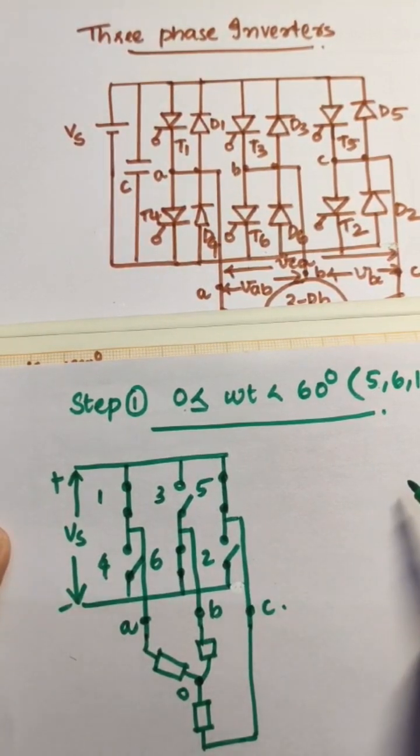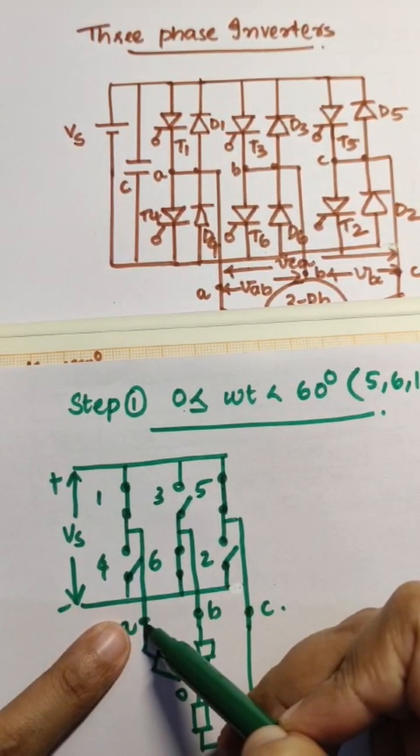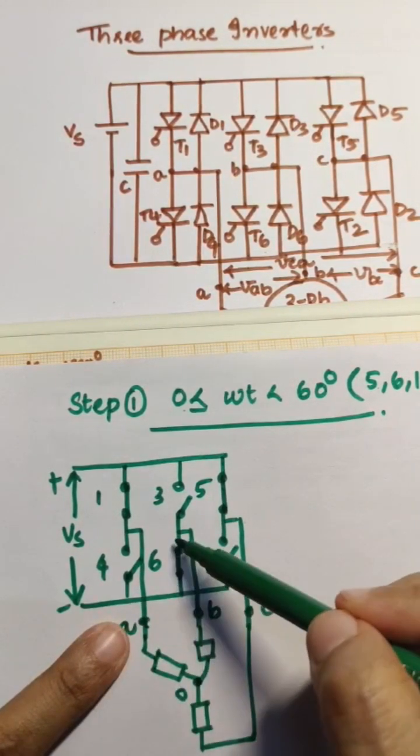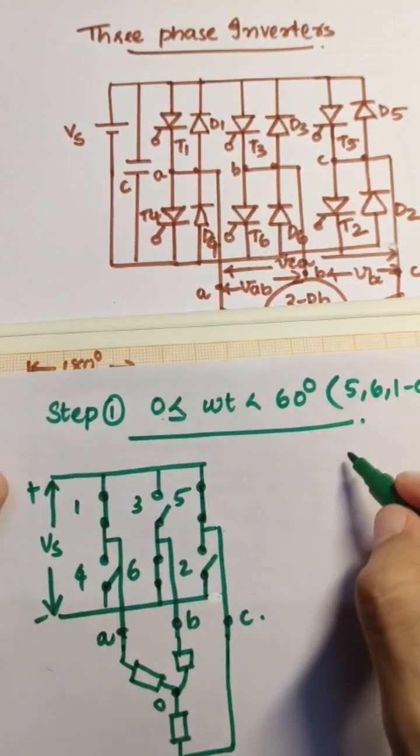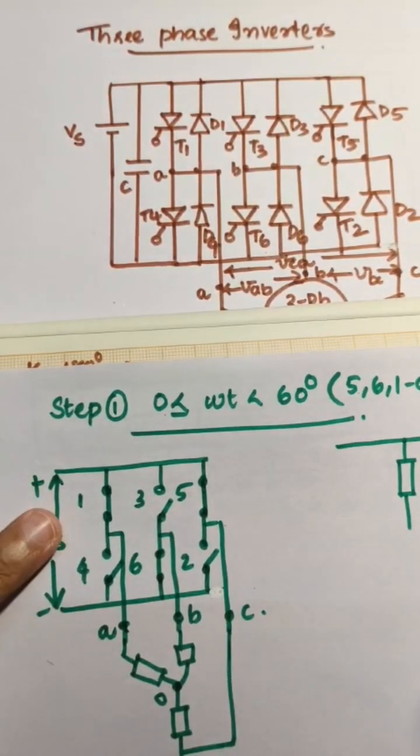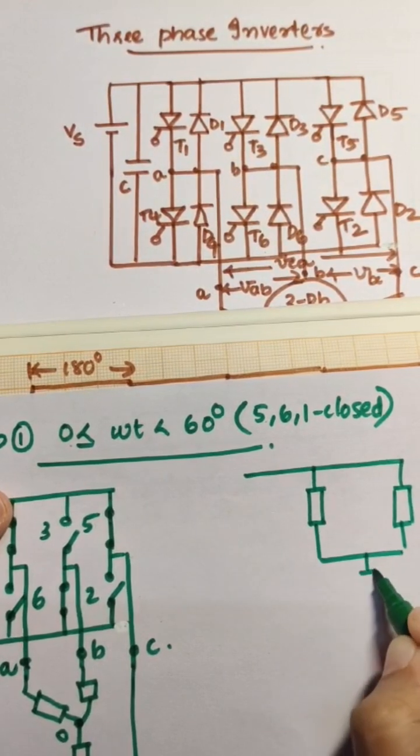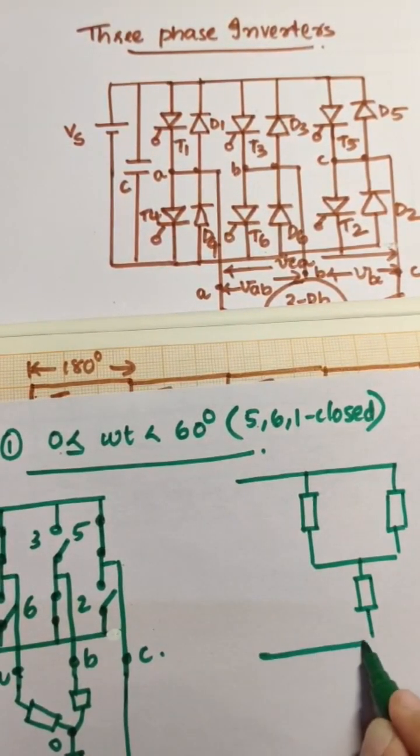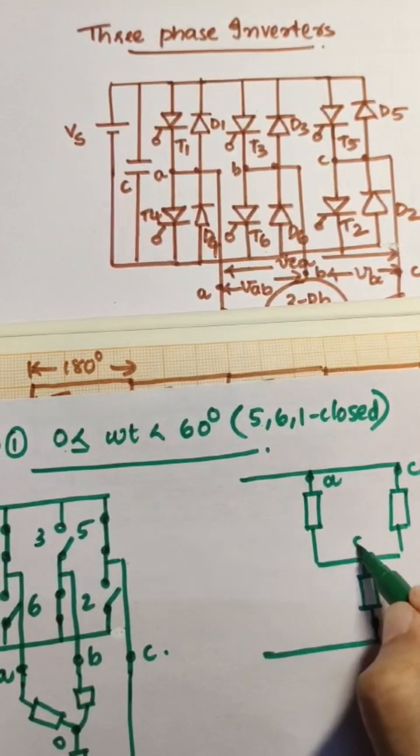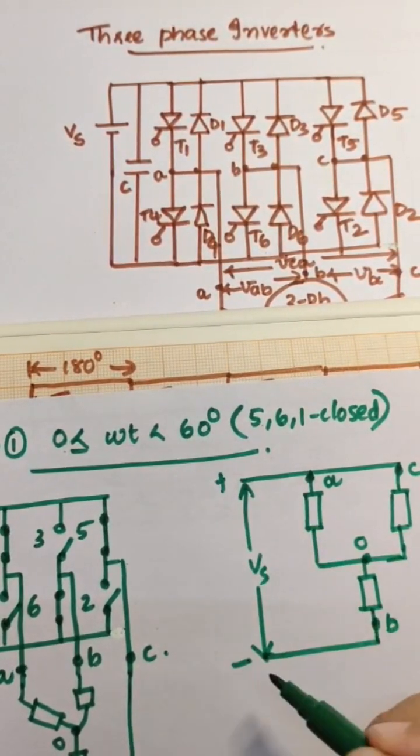Draw the equivalent circuit of load here. That is, positive of the supply voltage is connected directly to phase A and phase C. Negative of the supply is directly connected to phase B. So positive is connected to phase A and phase C. Negative is connected to B. A, C, this is neutral or common point O, plus minus.